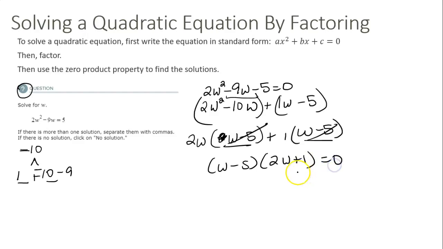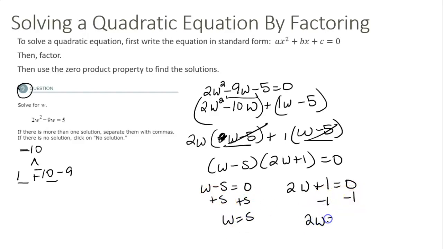Now remember that's equal to 0. Typically I would be done, but I'm not because I need to solve. So I have w minus 5 is equal to 0 and 2w plus 1 is equal to 0. Add 5 to each side, so w equals 5. Subtract 1 from each side, so 2w equals negative 1. Divide both sides by 2. So you have two solutions, 5 and negative 1/2.